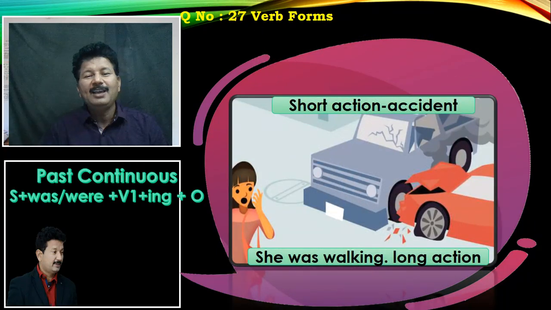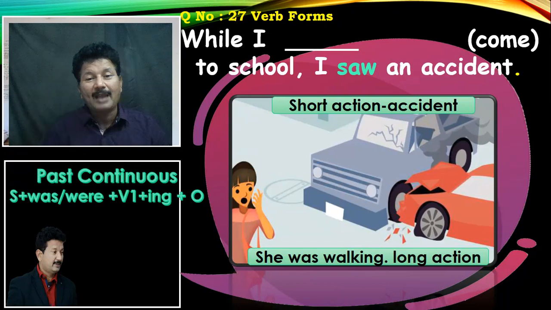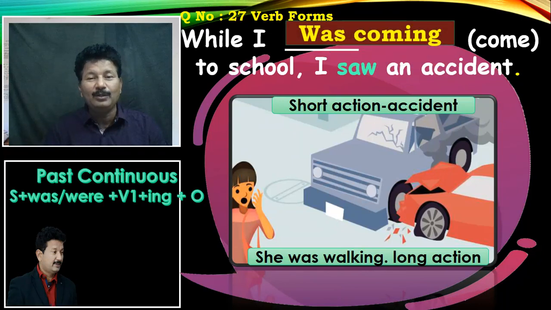Now, here you have to observe very clearly. When there are two actions, the short action should be explained in simple past and the longer action should be explained in past continuous tense. If you look at this, the girl was walking and what did she see? She saw the accident. So while I was coming to school, I saw an accident, right?